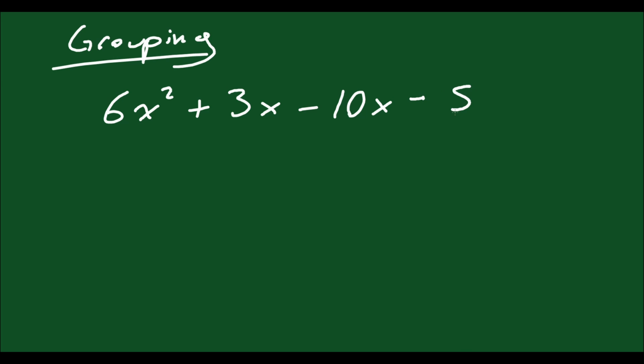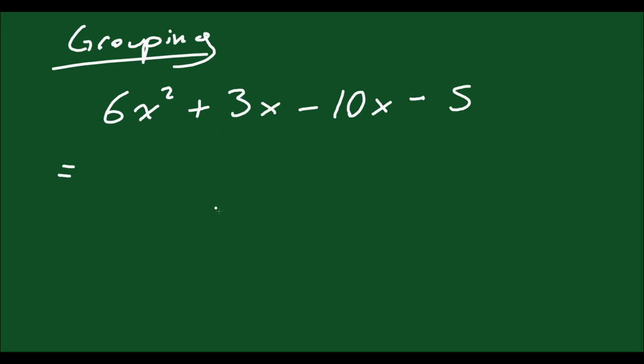So what is grouping? Well, an example would be if you had something like 6x squared plus 3x minus 10x minus 5. And grouping tells us that you can common factor these two terms together and then common factor these two terms together. Just do it separately. And then in the end, you might be able to common factor something out of each of those and then have a final answer. So let me show you what I mean.